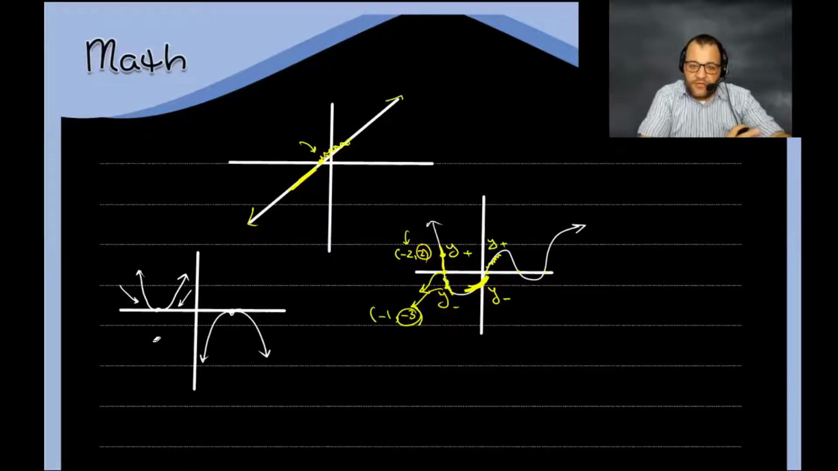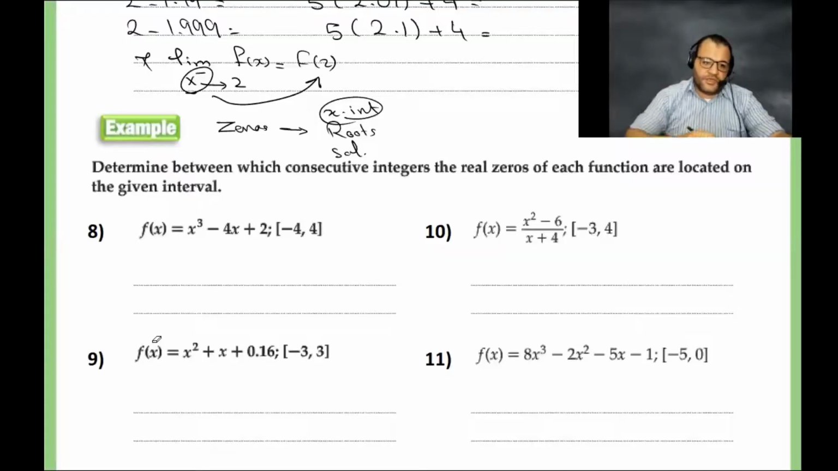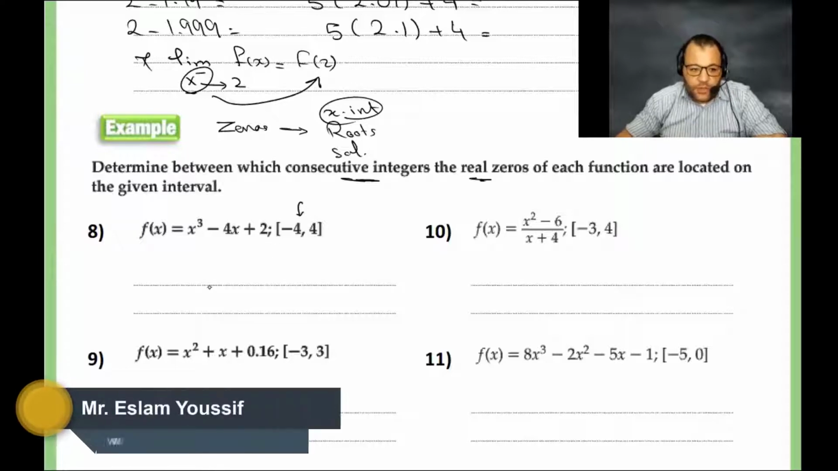You know how we can find the zeros? Between any two values for y, you can find it from the graph. How can we find it from the table? Now in this question we need to determine between which two consecutive integer numbers the real zero lies. So that is the table, that is the interval that we have, which is -4 and 4.